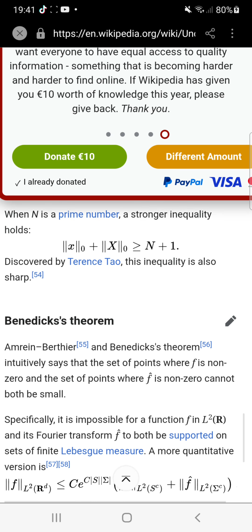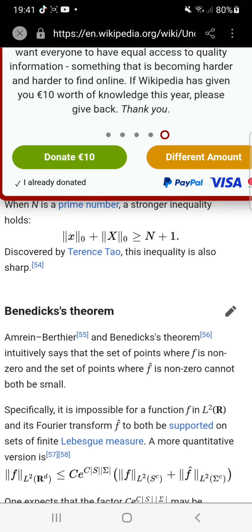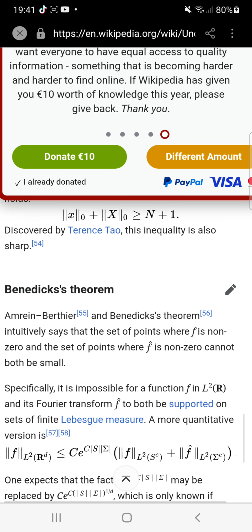When n is a prime number, a stronger inequality holds: the support of x plus the support of capital X is greater or equal to n plus 1. This is covered by Terence Tao. This inequality is also sharp.